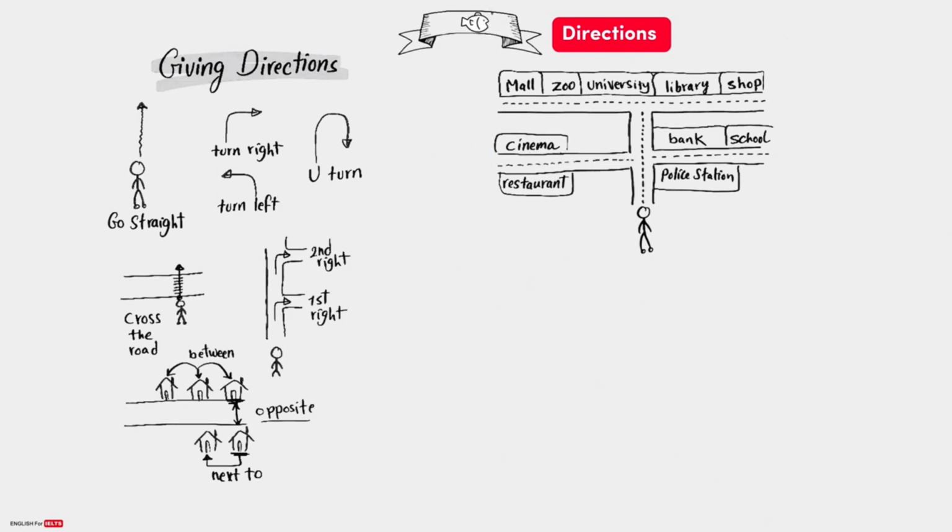Another one. Let's say you want to go to the shop over here. Go straight on. Okay. Then turn right. Oops. This is the first right. And you need to take the second right. So let's erase this and keep going straight. Then take the second right. So this is the first right and this is the second right.